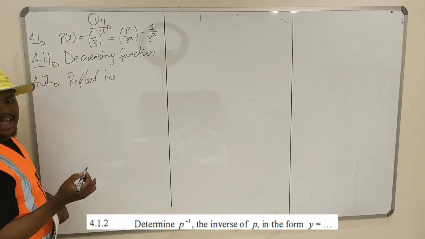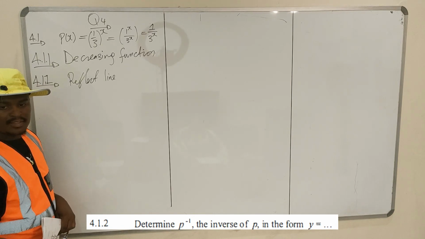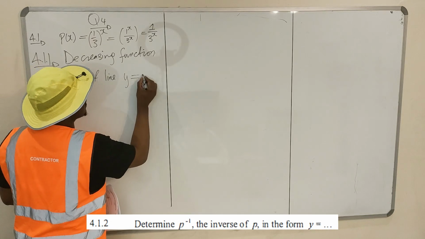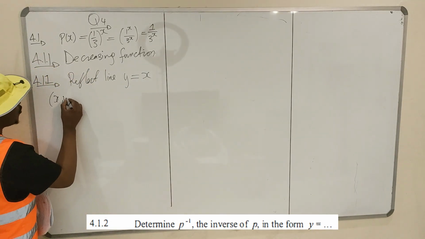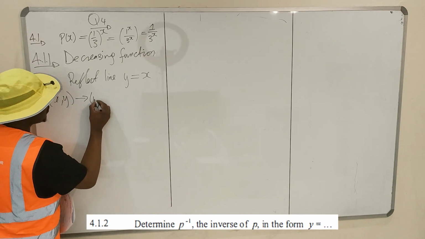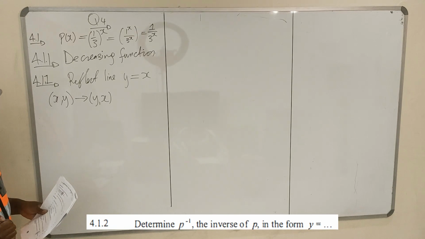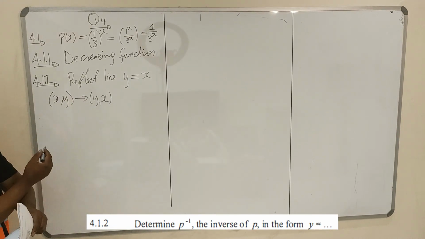Which transformation do you apply? Which line do you reflect by to get an inverse of any function that has an inverse? Y equals x. You reflect about the line y is equal to x, right? What happens? Your x and y coordinates become what? Y and x. Are you clear? Yes. So this is what happens when you reflect about this line. Your x and y coordinates swap around.